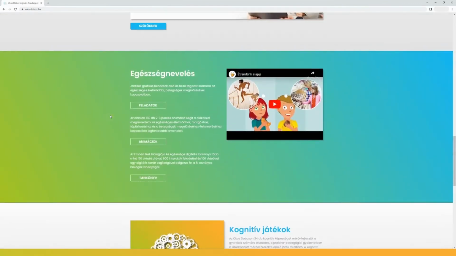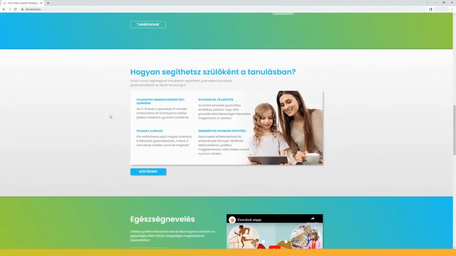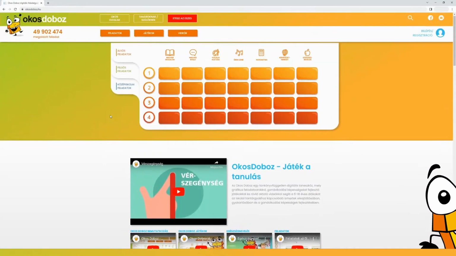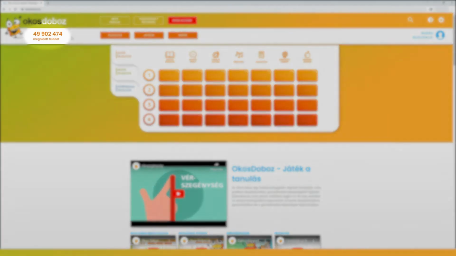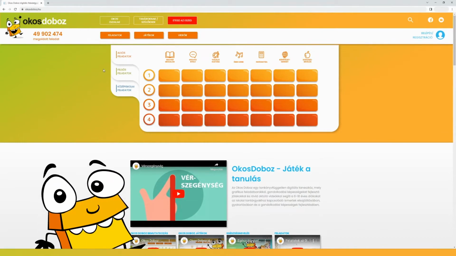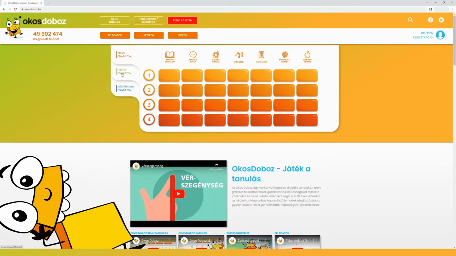largest universities in Hungary. Okodo on average has 10 to 15,000 daily active users with nearly 50 million exercises already completed. We also have 36,000 teachers and 120,000 students registered. Okodo is used in nearly every school in Hungary. Let's see what's inside these colorful boxes.